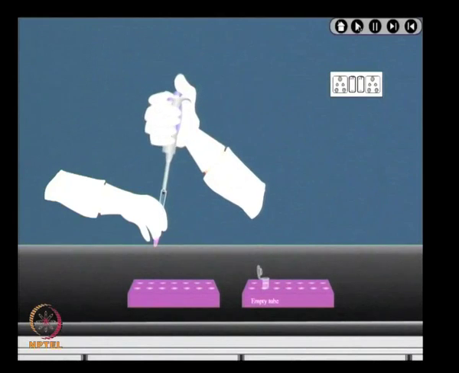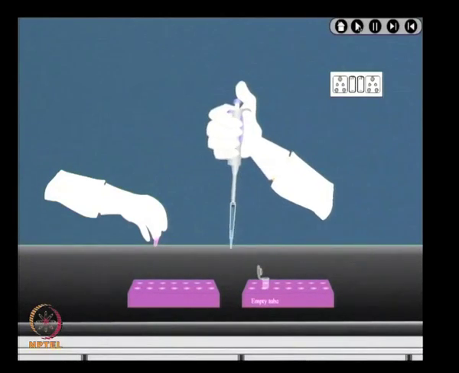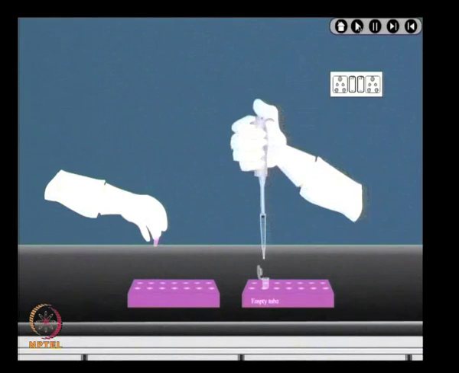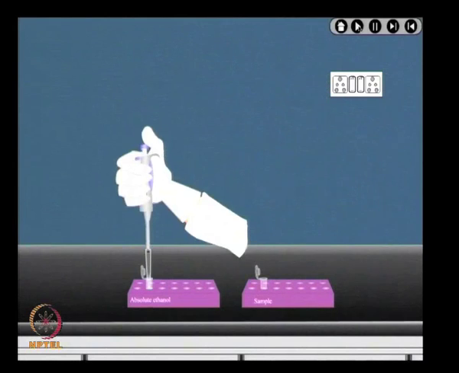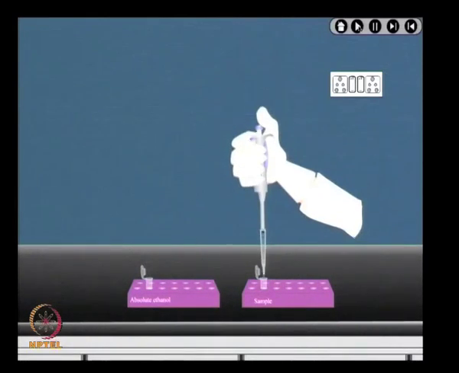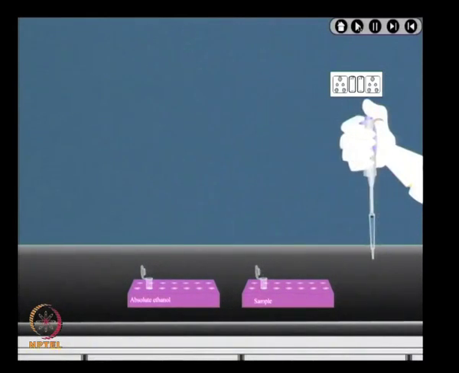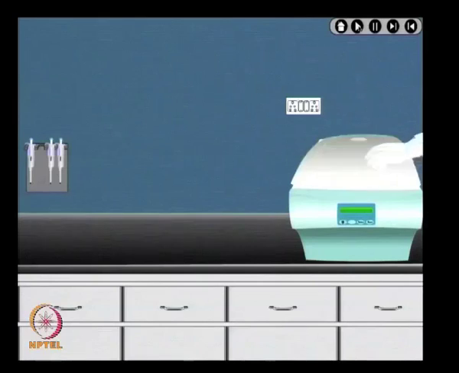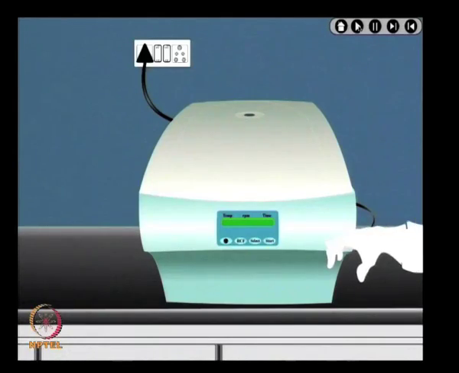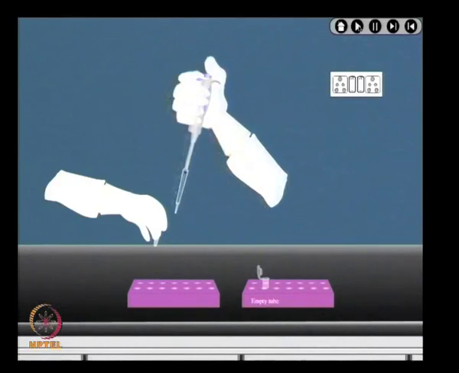Remove the upper layer and use it for RNA isolation using isopropanol, if you want to use RNA for some other applications. To the bottom layer, add 300 microliter of absolute alcohol per 1 ml of trizol and mix gently to suspend the white precipitate and keep at room temperature for 3 minutes. Centrifuge the mixture at 12,000 rpm for 15 minutes at 4 degrees to precipitate the DNA.